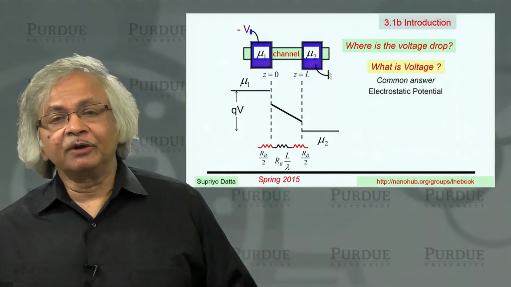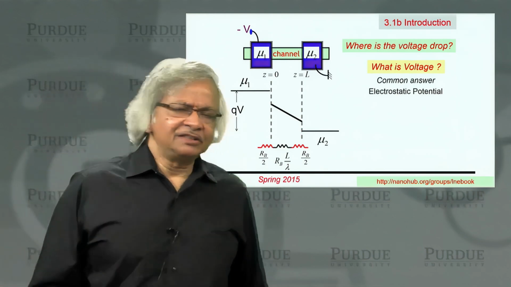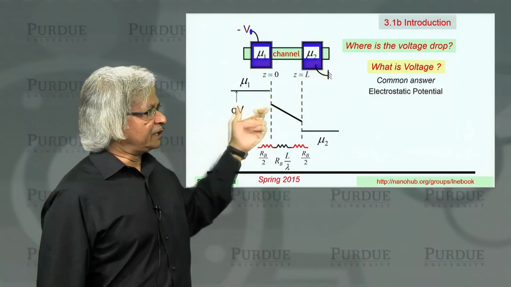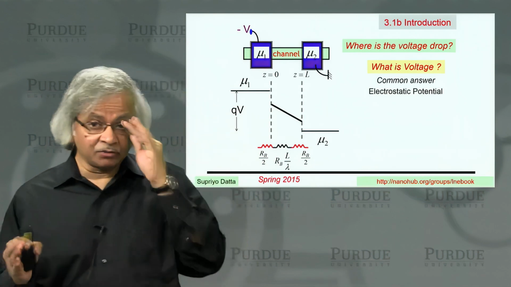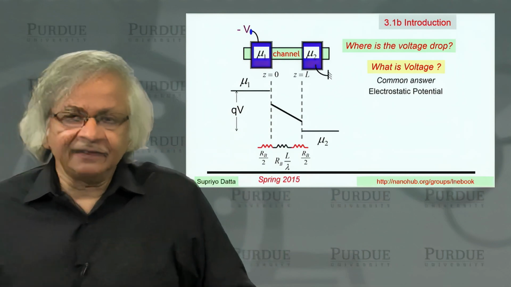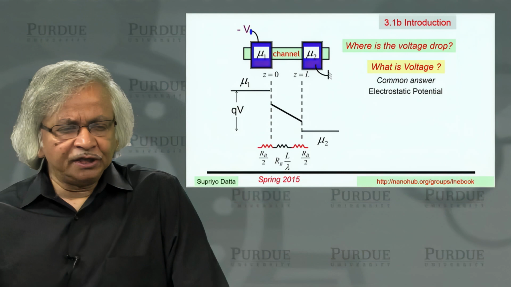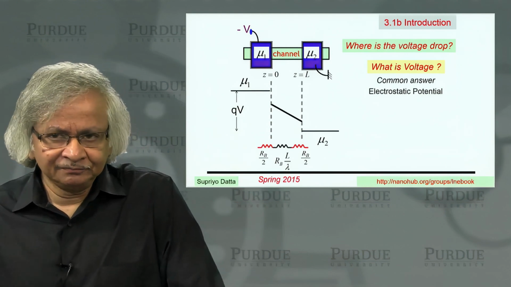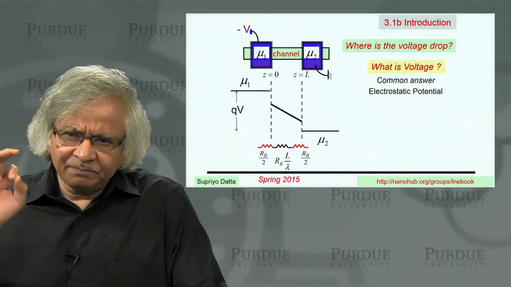Now, one of the important questions that comes up that causes a lot of confusion is just this: what is the meaning of voltage? Because what I drew here is what's called the electrochemical potential. And in our discussion, that's what we have always been using, the electrochemical potential. On the other hand, most people, if you ask them what is voltage, the answer you'll often get is the electrostatic potential.